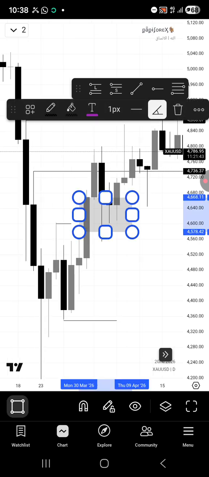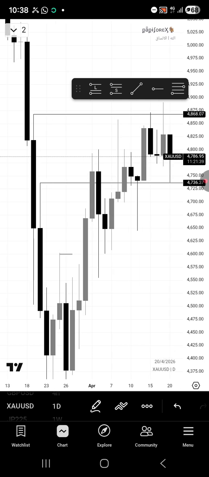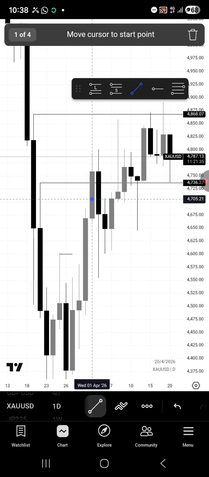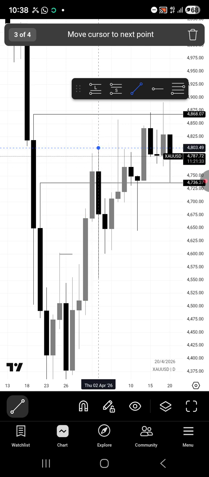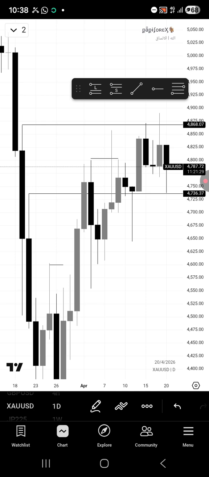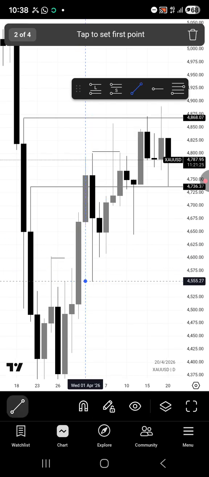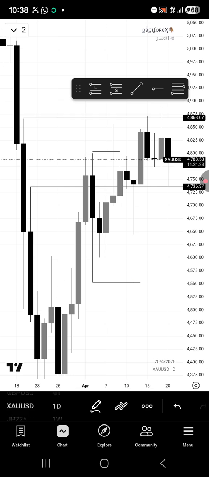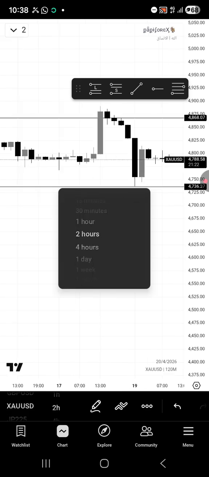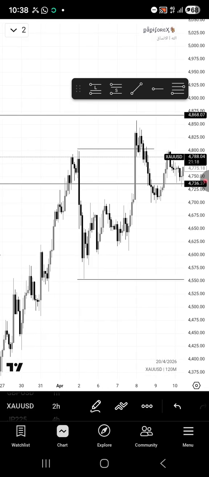So what did I do? I went to my lower time frame to pick my entries. Then where's my first take profit? This swing high is my first take profit, and my second take profit is at this my draw on liquidity. So going to my lower time frame, I went to my, was it 2 hours? I can't really remember. Yeah, my 2 hours time frame.